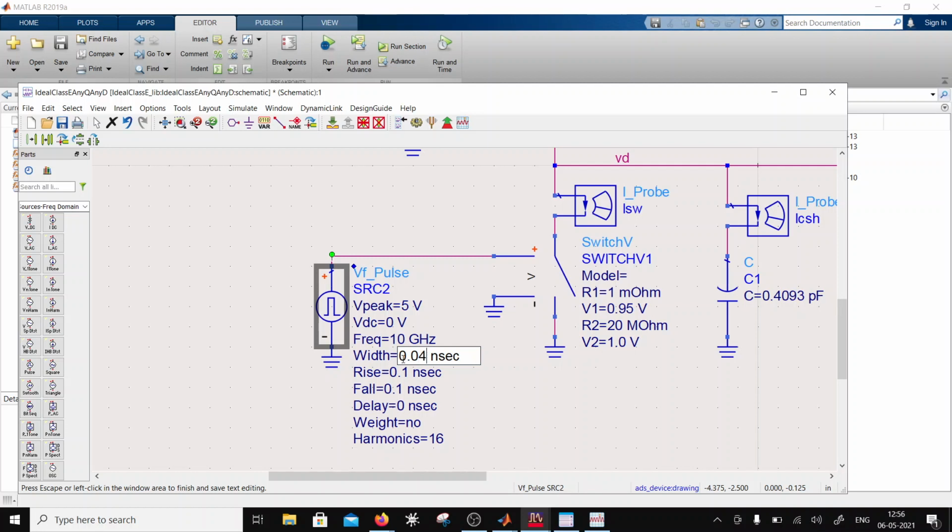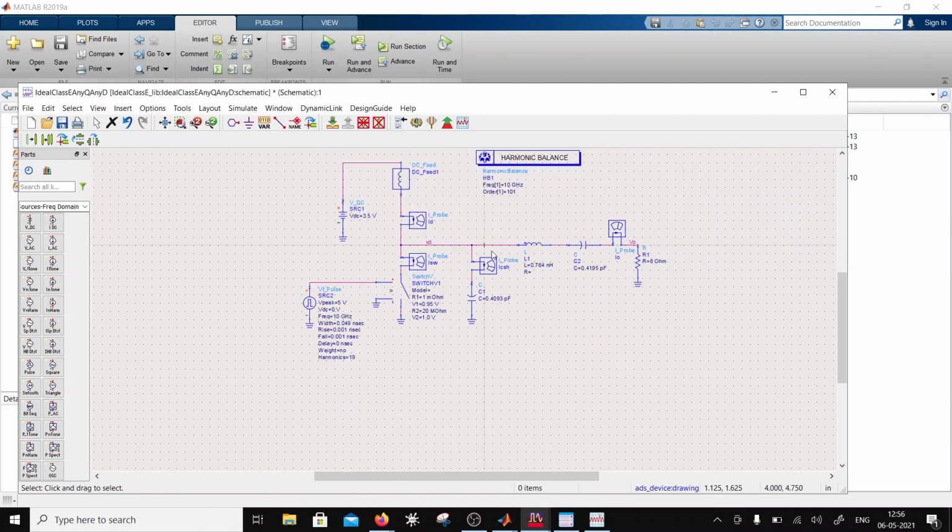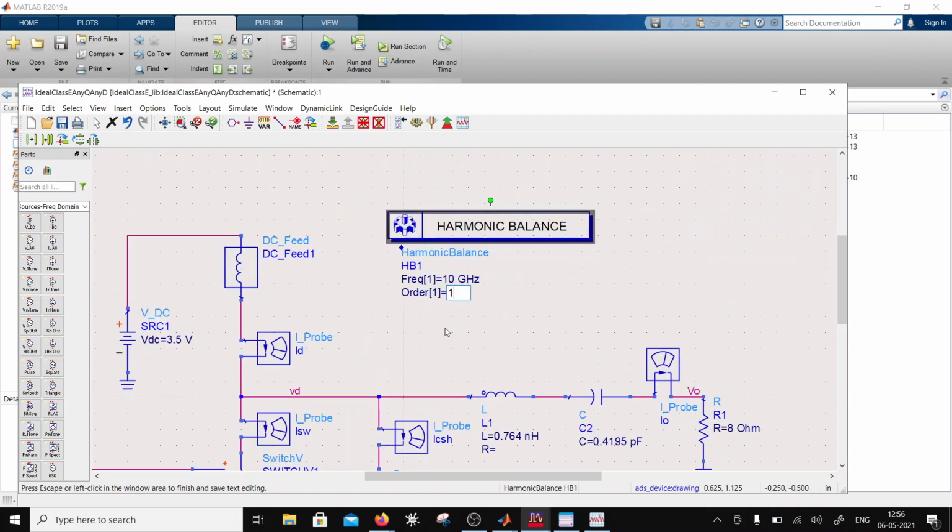The duty cycle 0.05 or 49, and rise time is 0.01, fall time is 0.01. Correct? So that makes sense. Let's put here the same harmonic, 19. Let's put here 19 harmonics.